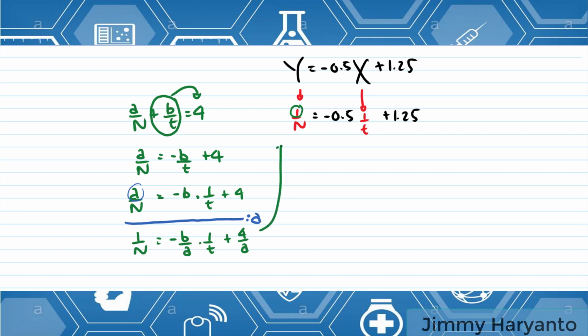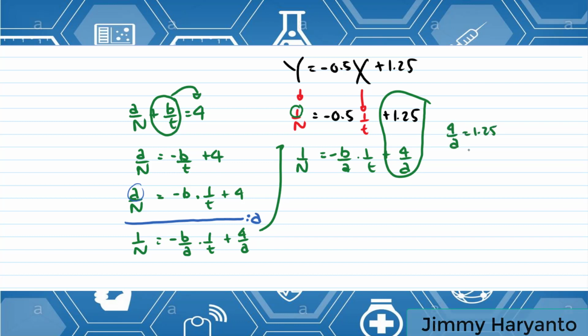And then we have to compare it with our equation. 1 over n equals negative b over a times 1 over t plus 4 over a. See, it's very similar. So we can tell that 4 over a equals 1.25. Cross multiplication, and then I will have A equals 3.2.